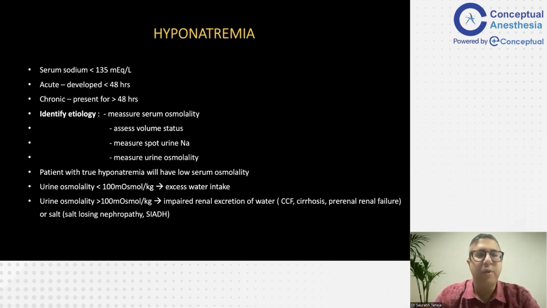Now, what is hyponatremia? Some terminologies about hyponatremia. Serum sodium is less than 135 milliequivalents per liter. Normal is between 135 to 145, with 145 usually taken as the upper limit. So less than 135 is hyponatremia. A very important distinction is between acute and chronic. Acute is one which has developed in less than 48 hours, and chronic is one which is present for more than 48 hours.